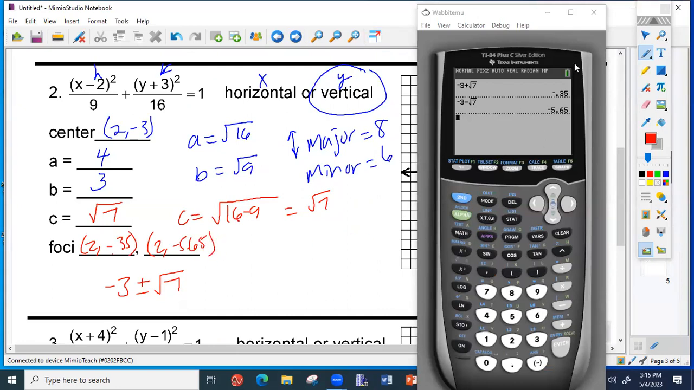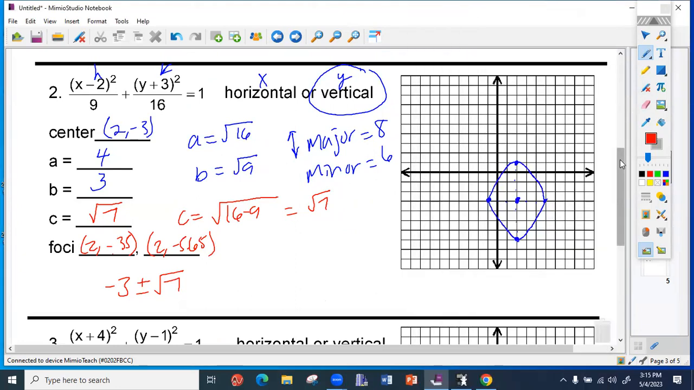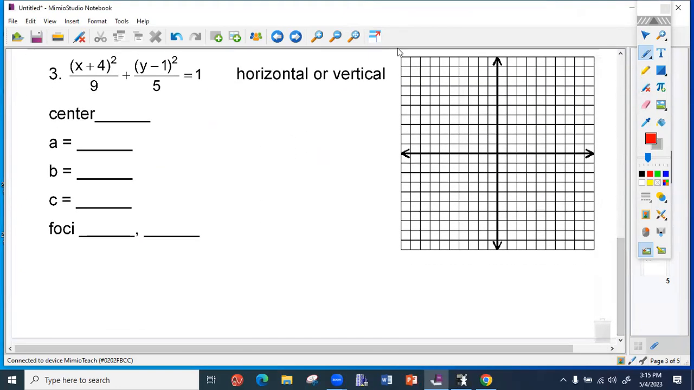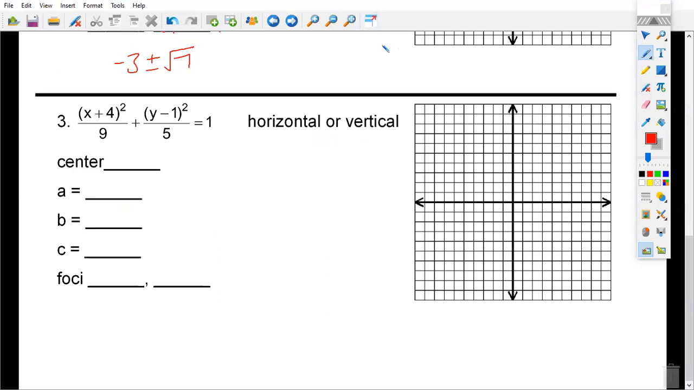All right. So I'm now going to pause and let you all do the last one before we move on. And go. All right, so really quick, on 3. Horizontal or vertical? It is horizontal because the denominator of the x is greater, right? What is your center?